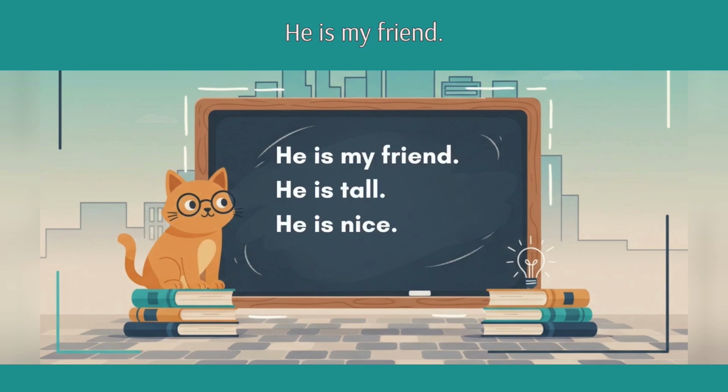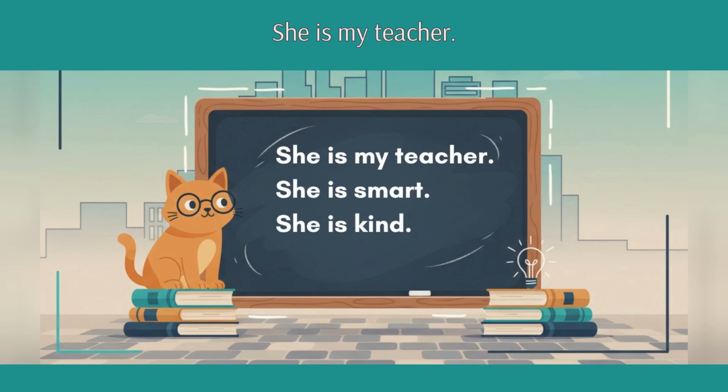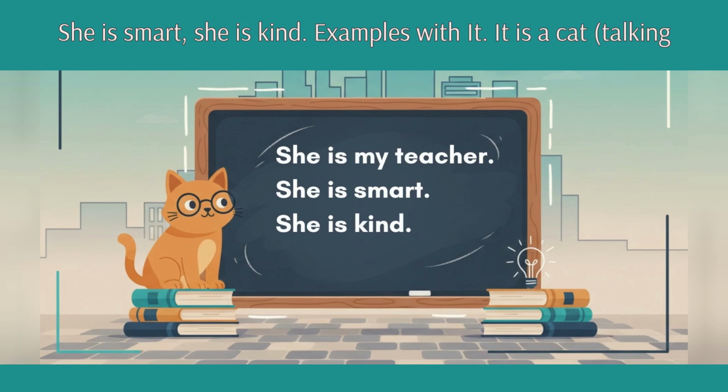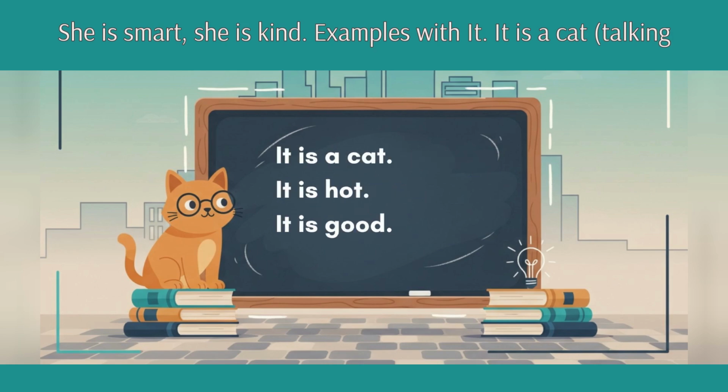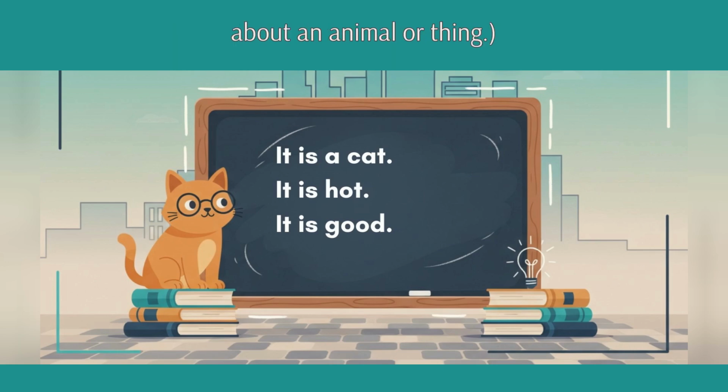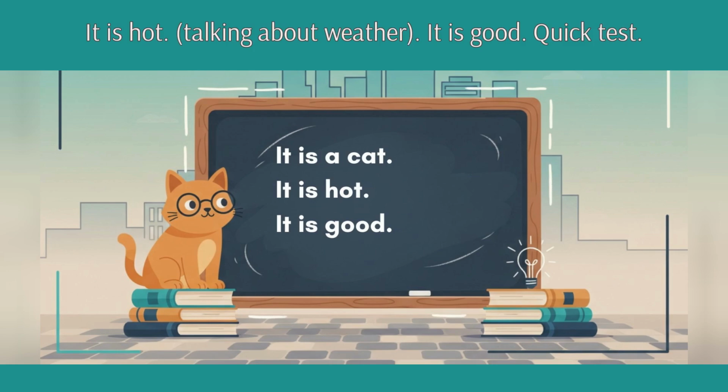Examples with he. He is my friend. He is Paul. He is nice. Examples with she. She is my teacher. She is smart. She is kind. Examples with it. It is a cat. Talking about an animal or thing. It is hot. Talking about weather. It is good.